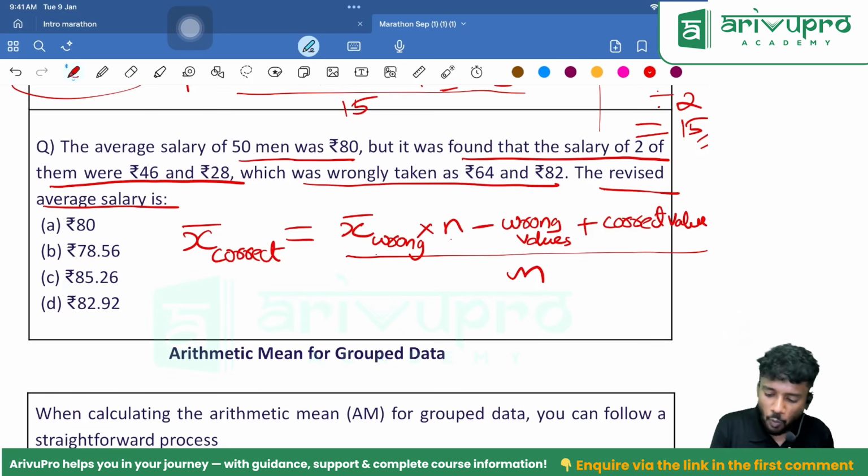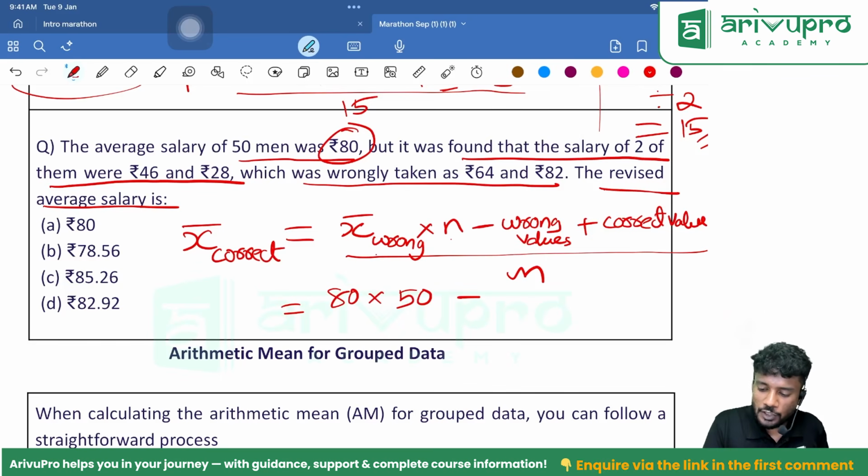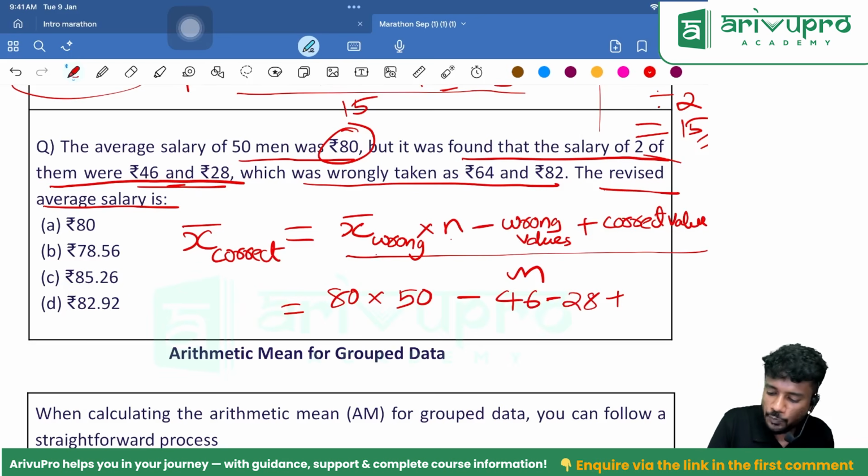Now people, what is the wrong X bar given? That is 80. Into how many people? 50. Minus which are the wrong values? It was found that 2 of them were taken as 46 and 28. That means minus 46 minus 28. Plus what are the correct values? 64 plus 82. Divided by how much?